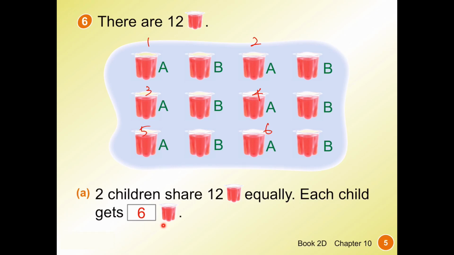We can check the number of Jell-Os for B as well. 1, 2, 3, 4, 5, 6. We also have 6 cups of Jell-O for B. So this is true as well. Each child gets 6 cups of Jell-O.